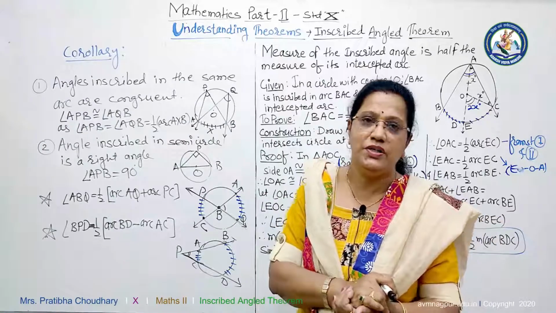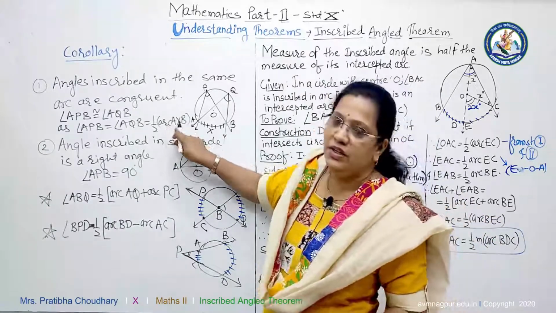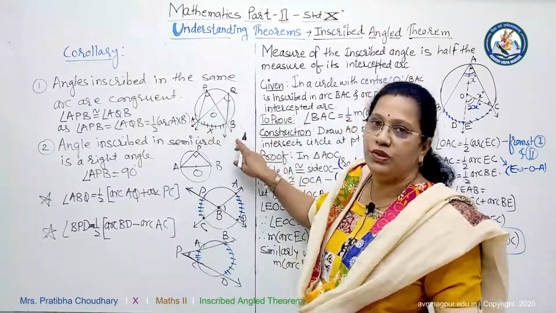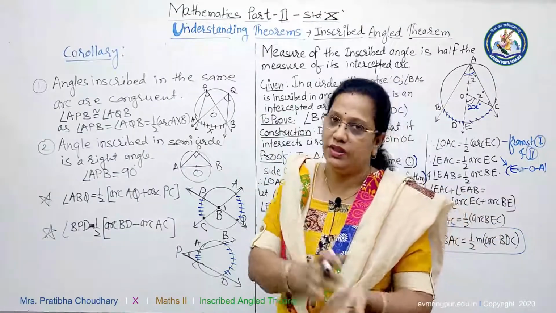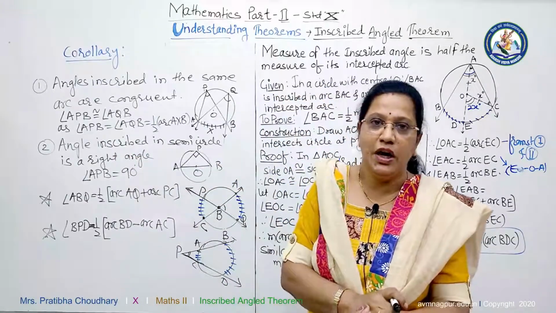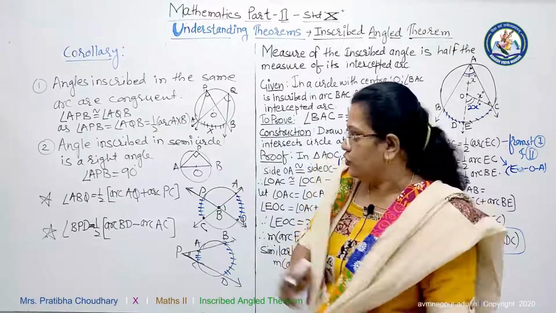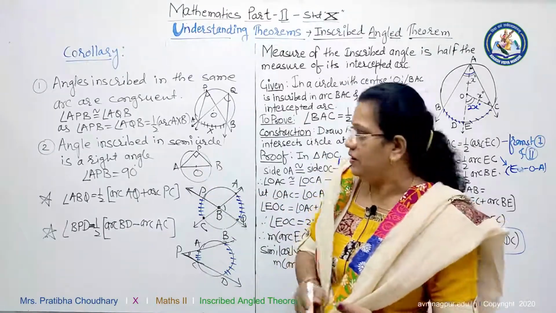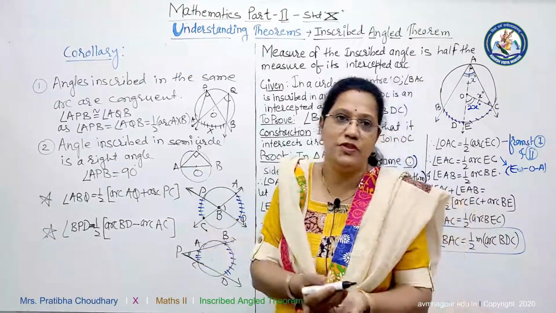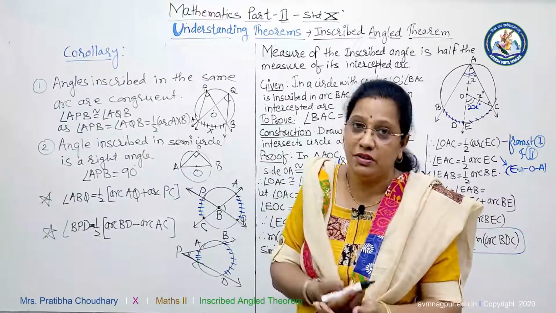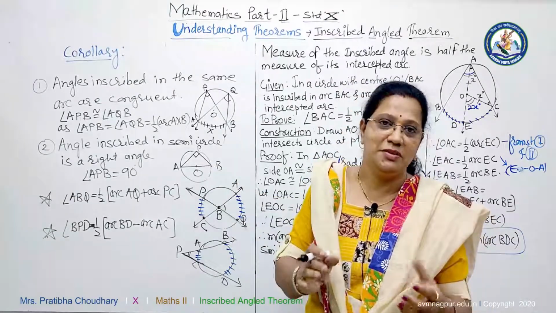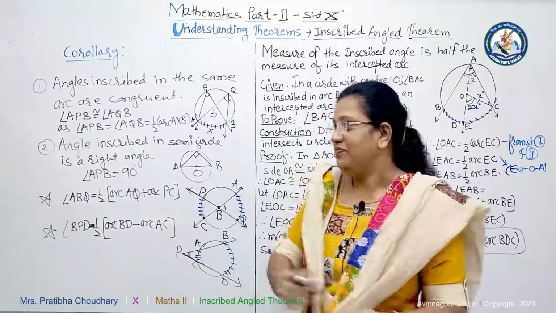Proof of this theorem is very easy. You can try it yourself as I have written there. You have to use the inscribed angle theorem twice, once for angle APB and second time for angle AQB. You will just equate the equations and get the answer. Second corollary: angle inscribed in a semicircle is a right angle. We know the measure of a semicircle is 180. So this angle APB is an inscribed angle. Measure of this semicircle AB is 180. So measure of the inscribed angle is half of the measure of its intercepted arc. The intercepted arc is a semicircle, its measure is 180. So half of 180 is 90. So angle inscribed in a semicircle is always a right angle. This is the second corollary.